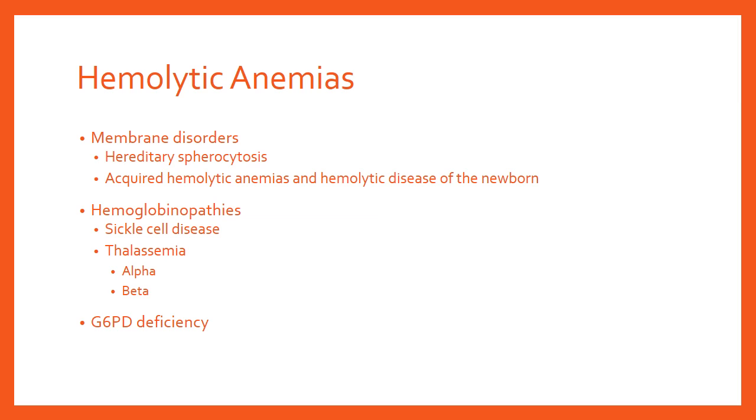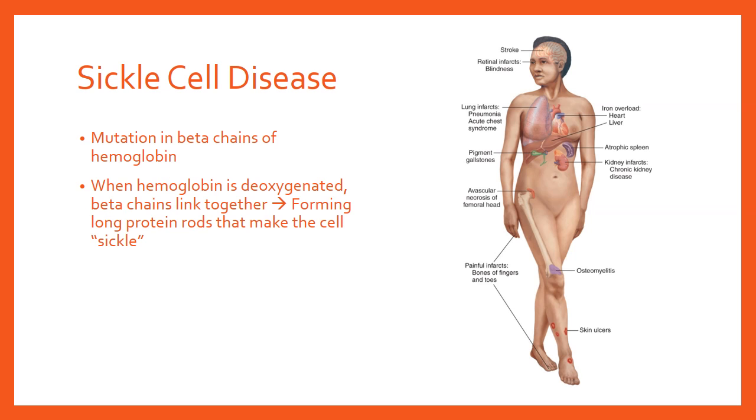Hemoglobinopathies, thalassemia and sickle cell anemia. Sickle cell anemia may result as a change in the shape. Sickle cell disease is a mutation in the beta chain of hemoglobin. If hemoglobin is deoxygenated, beta chain links just clamp together.